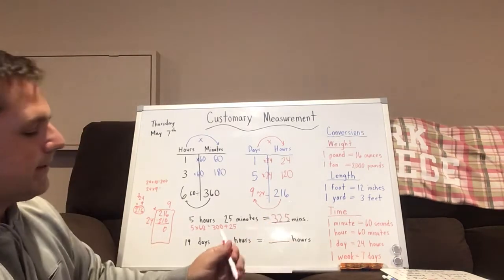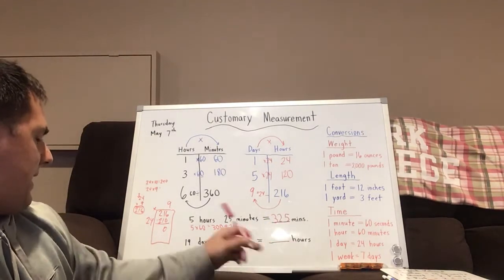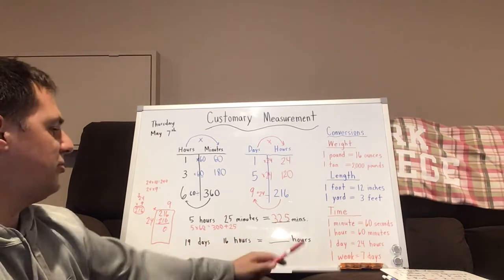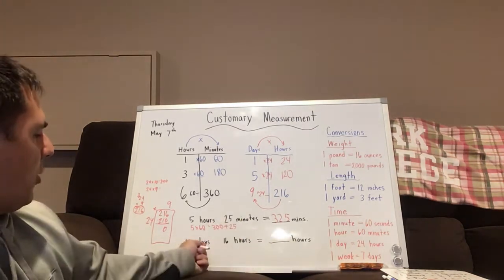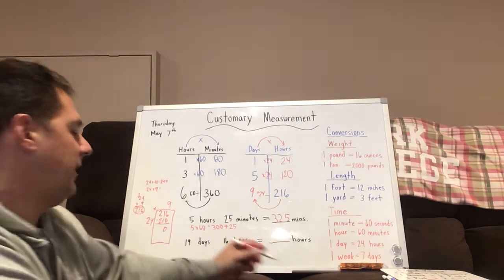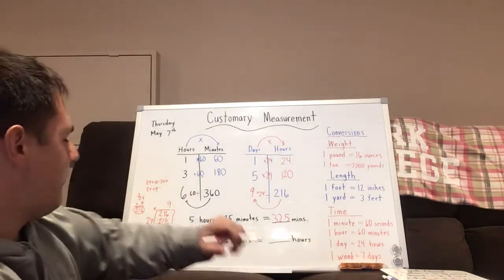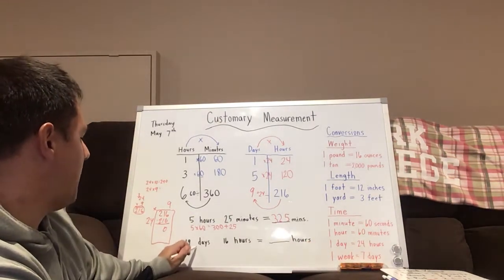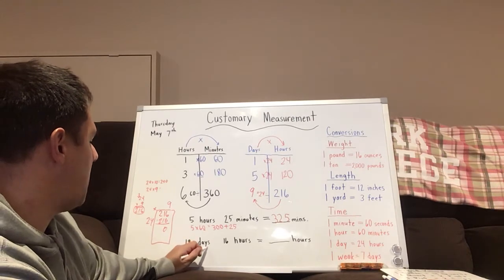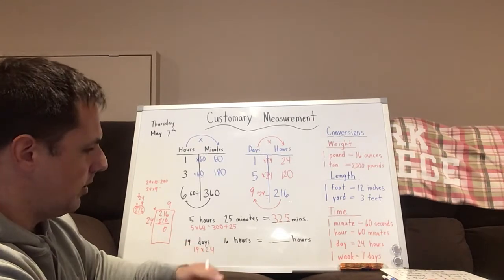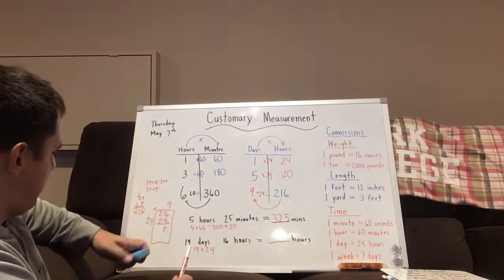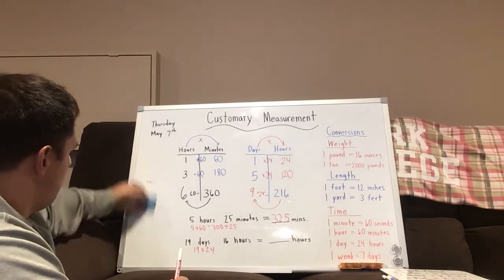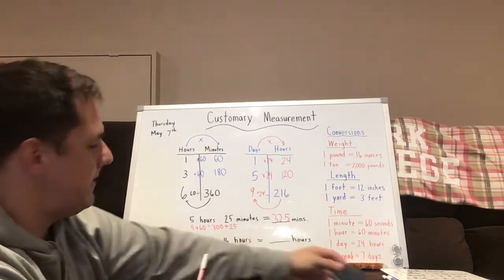325 minutes. For the last problem today, I'm going to go from days and hours to a total amount of hours. So I know I'm going to have to convert these days. So I look at my chart. I know 1 day is equal to 24 hours. So I'm going to have to do 19 days times 24 hours. So let me find a workspace here real quick. So we'll use the area model here. Probably the easiest way to do this one.